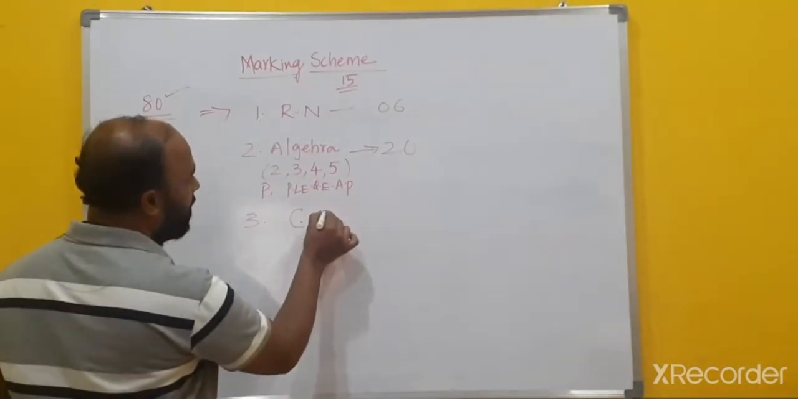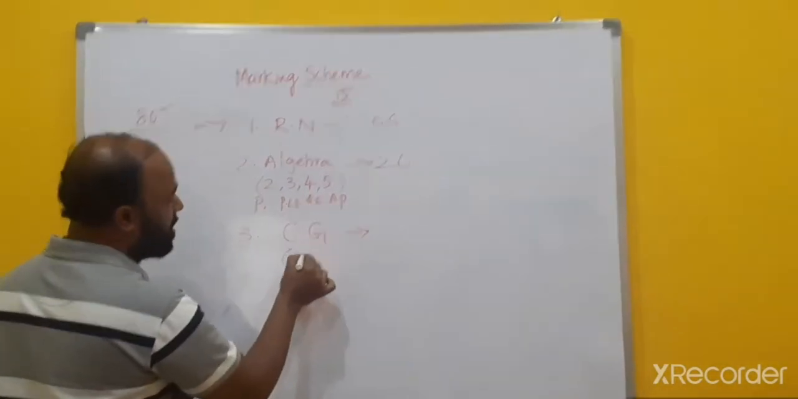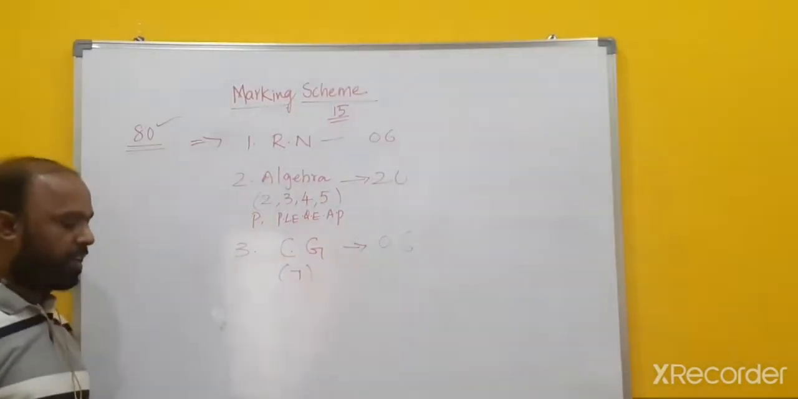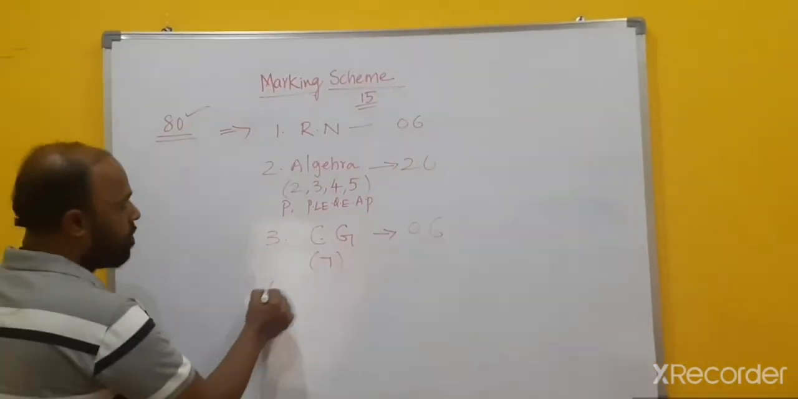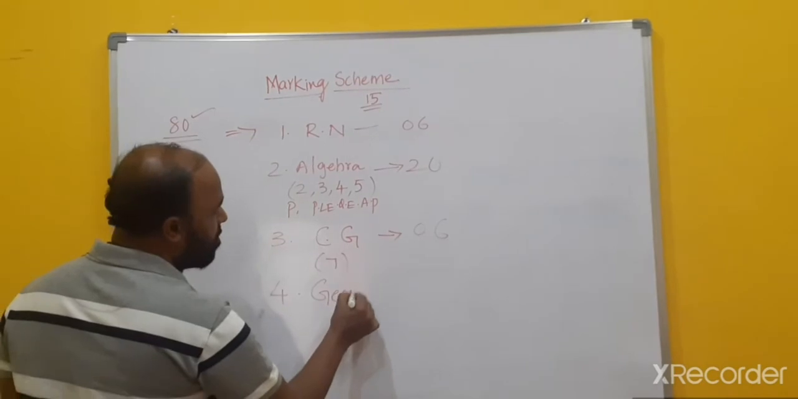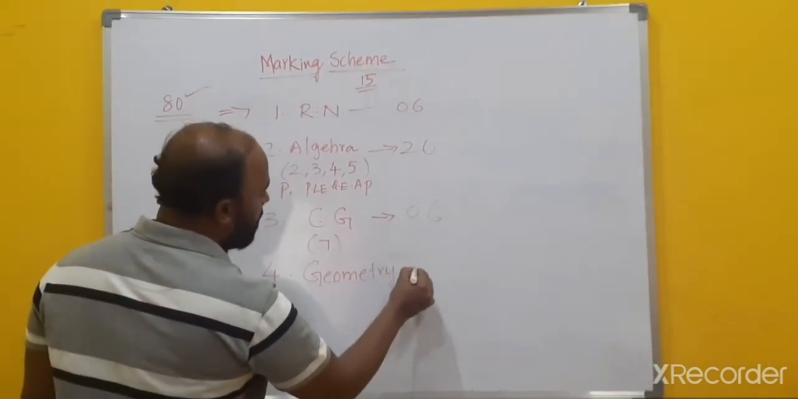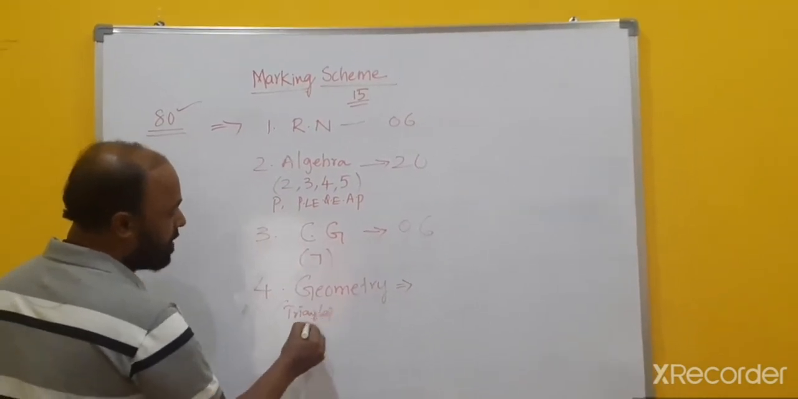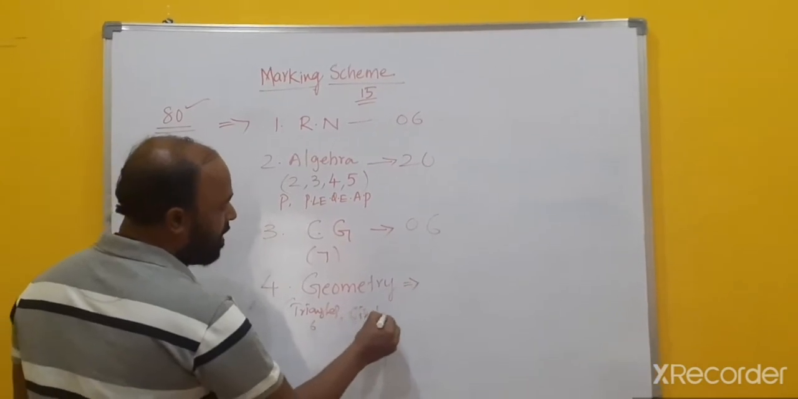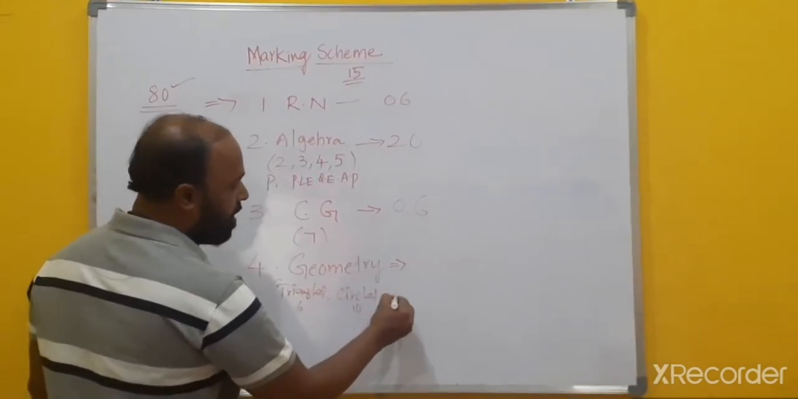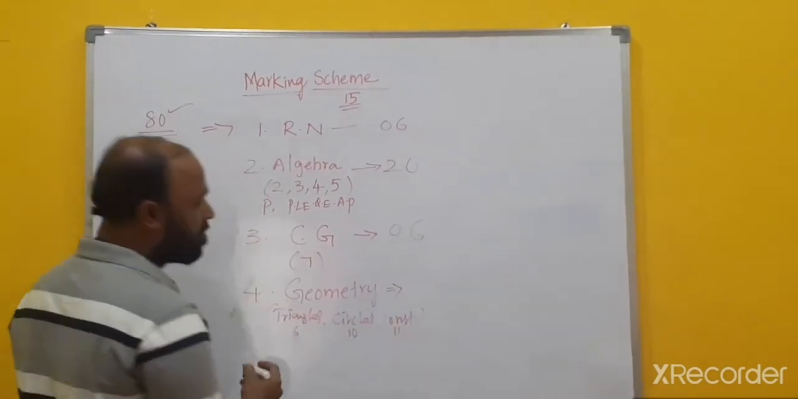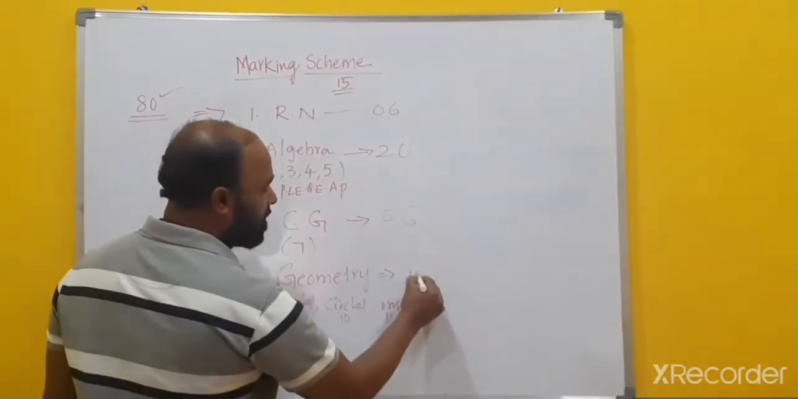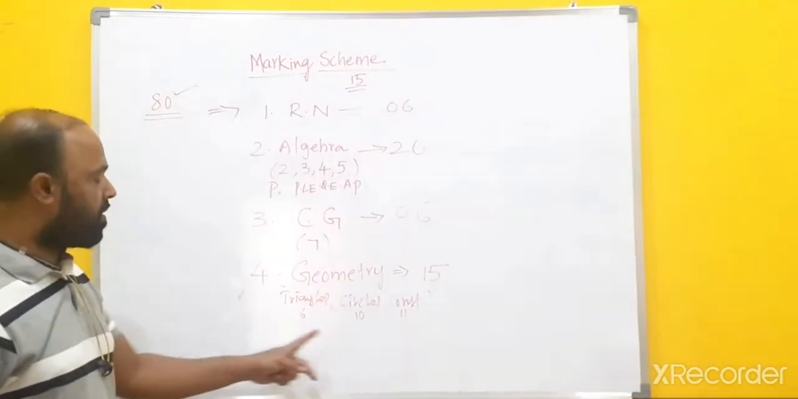Next, the third one is coordinate geometry, the 7th chapter. It is 6 marks. Then the fourth one, geometry. In this geometry we have triangles, 6th chapter, circles, 10th chapter, and constructions, 11th chapter. All together we have 15 marks. Geometry all together is 15 marks.